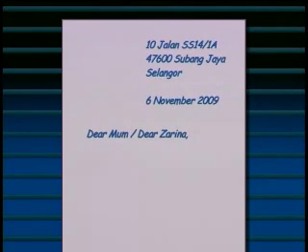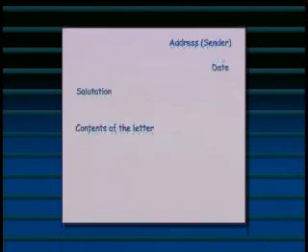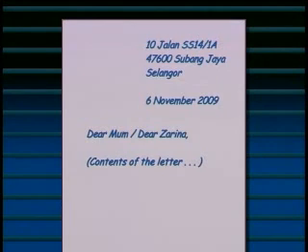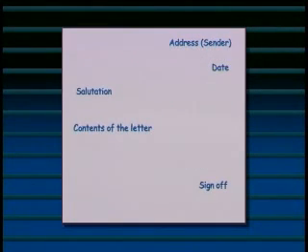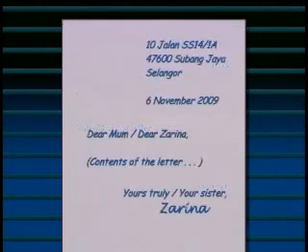For example, Dear Mom or Dear Zarina. After that, we write the contents of what we want to say in the letter. Finally, we sign off with yours truly or your sister and our name and signature. This is written on the right-hand corner.